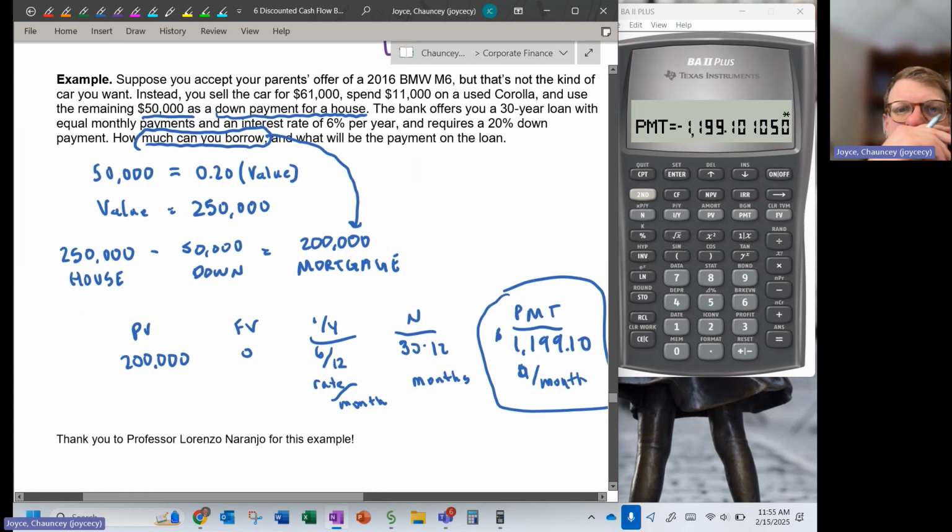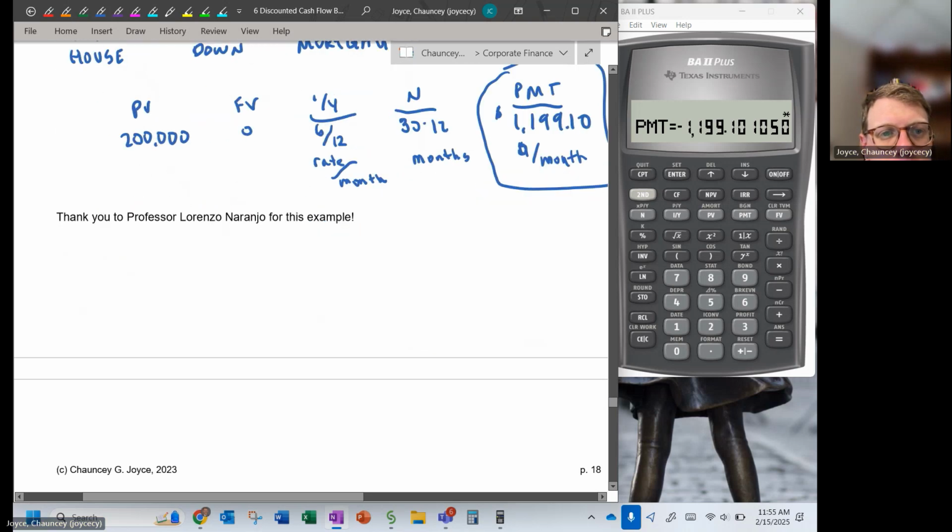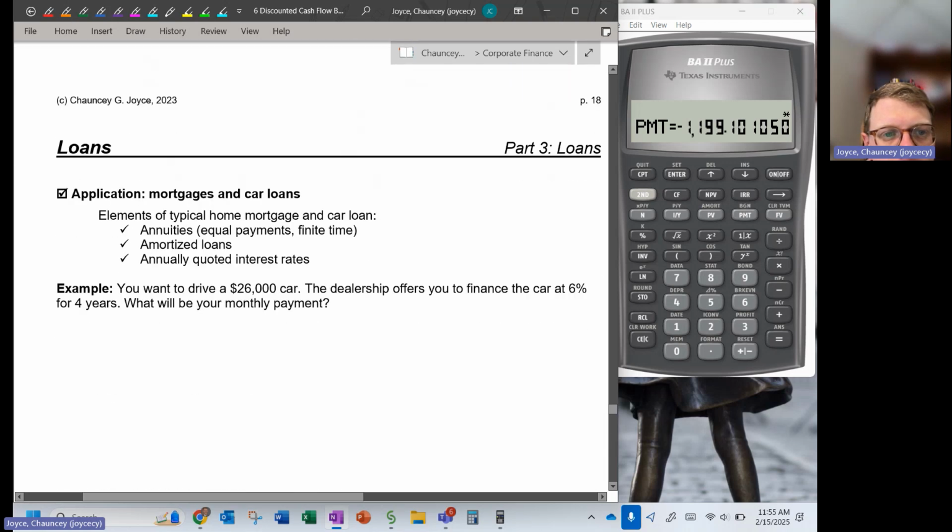Kind of a neat idea there to sell a car, get by with a used one, and just start buying a house. And who knows, maybe you can rent that out, make some additional income. Kind of fun doing this. I like these examples where we actually get to apply it. So thank you, Lorenzo, for that example.